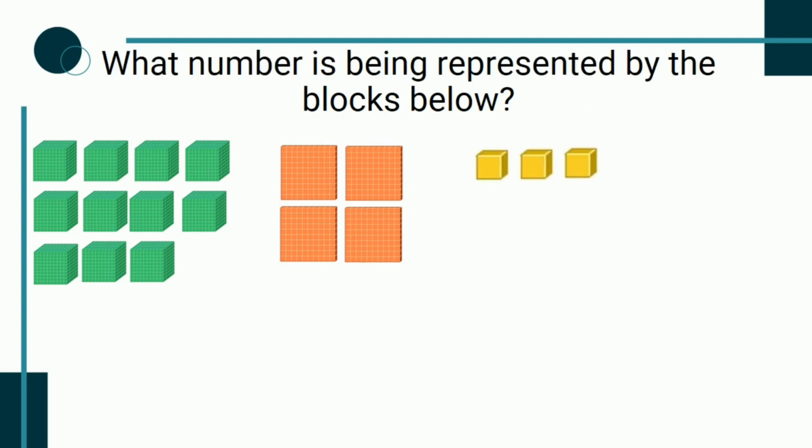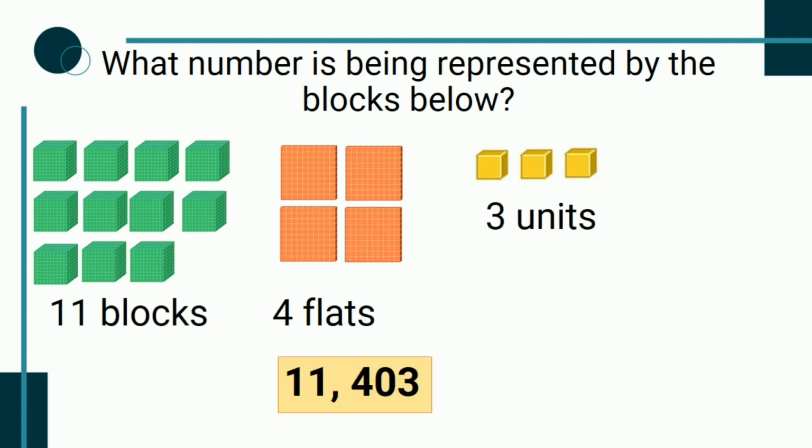Let me take you to another example. What number is being represented by the blocks below? Remember, count carefully. There are 11 blocks, 4 flats, and 3 units. So these blocks represent 11,403.